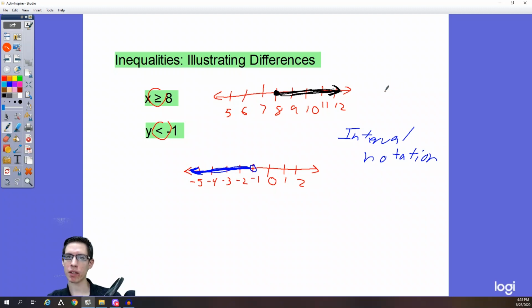And the way we do this is we're going to say that 8, comma, infinity, and we're going to put a parentheses around that. Oh wow, that was bad. Let me try that again. We're going to close parentheses around this end, but around this end we're going to use a bracket. And I'll explain what those mean in a second.